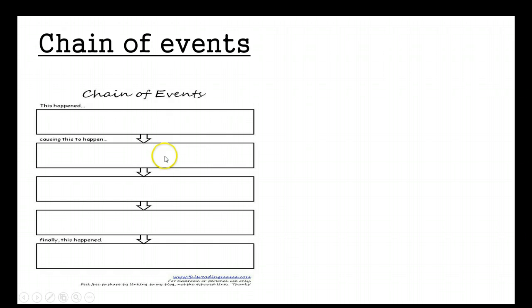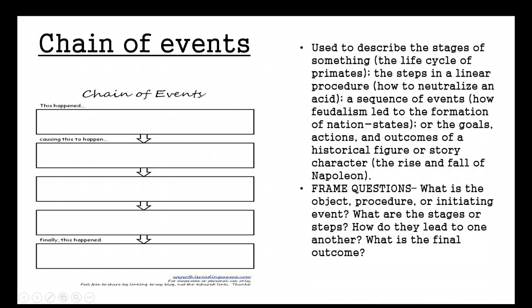Here's the next graphic organizer, the chain of events. This happened, and this happened, and this happened, and this happened. This will help you see the overall structure of a text. If you're describing the life stages of something or steps in a procedure.